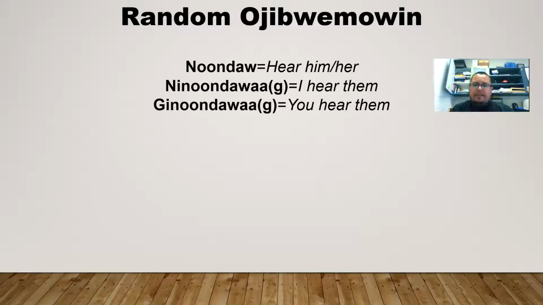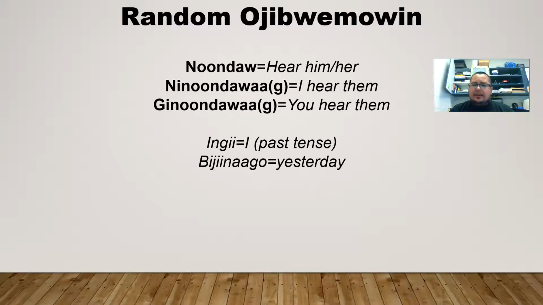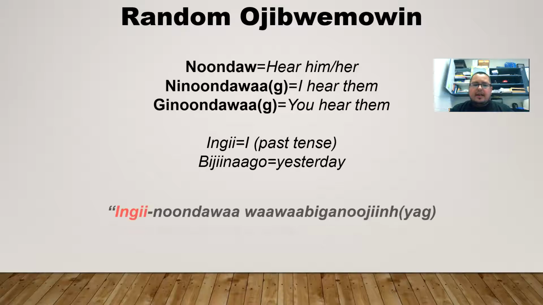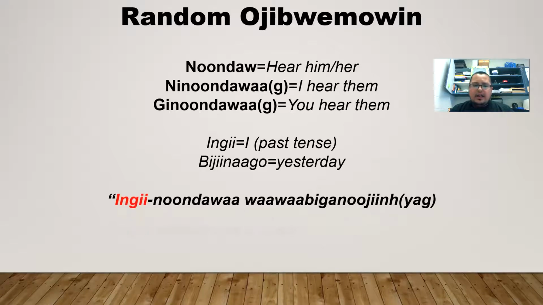Ginoondawag. You hear them. Ingi, putting in our past tense, our place marker, talking about when it happened, and then also adding Bijinago, the time that it happened. Okay, ingi noondawag, well biginunjiag, we siniwag bijinago. Okay, that's our first person talking about I.